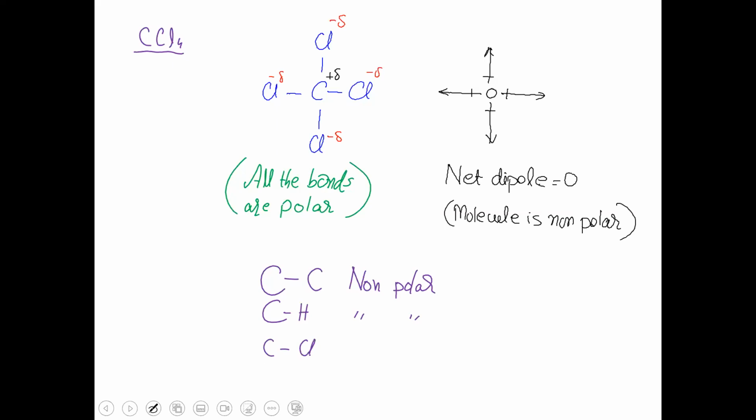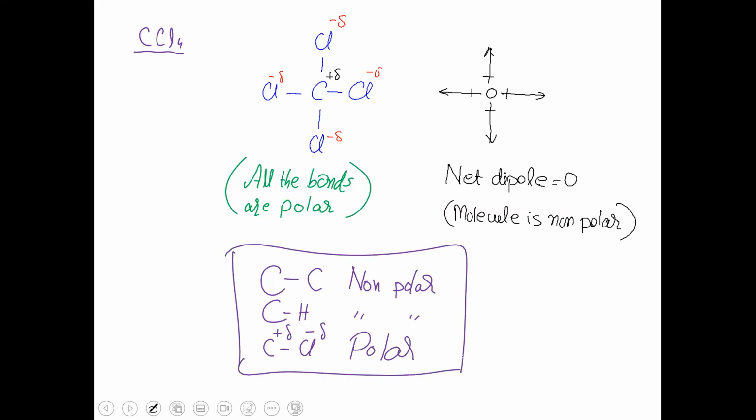Now a bond between carbon and chlorine will be a little bit polar. So we will have that. If you want to copy this, you can copy it from the previous notes.